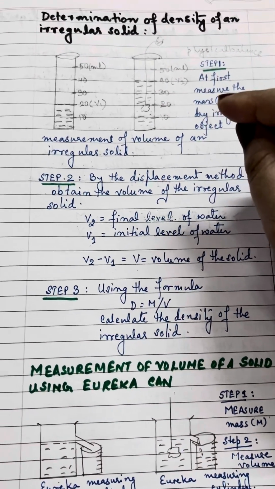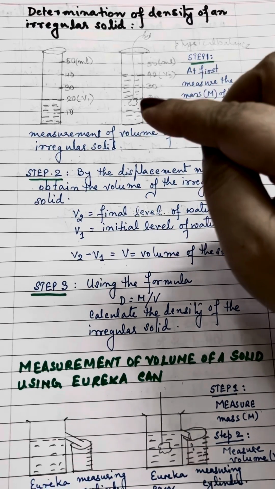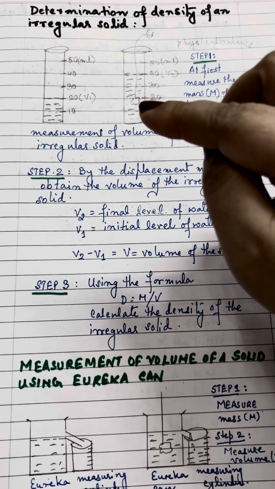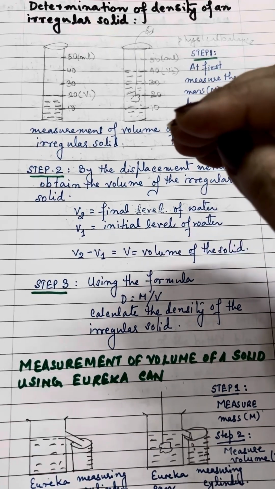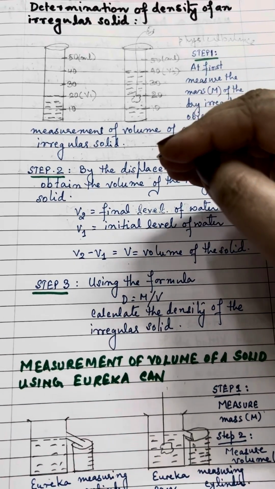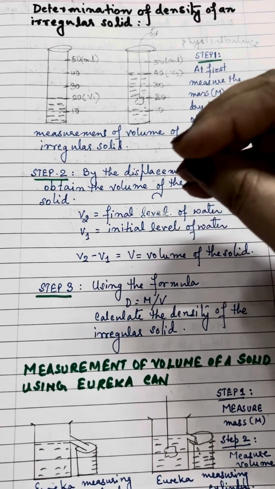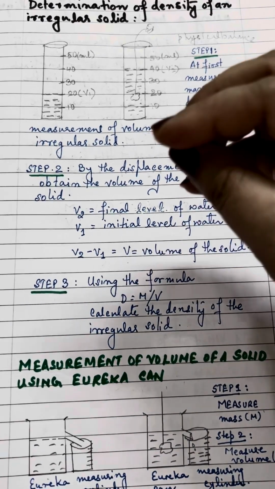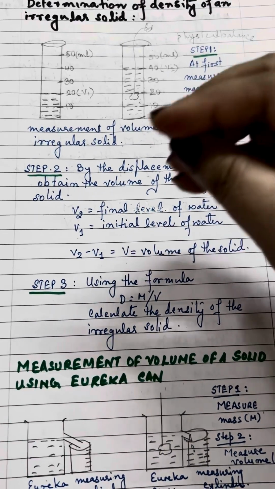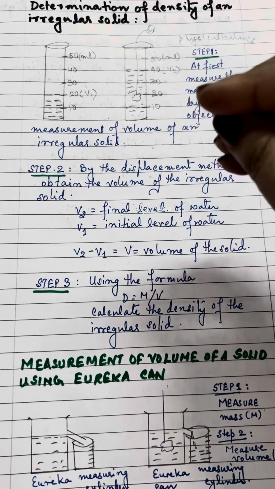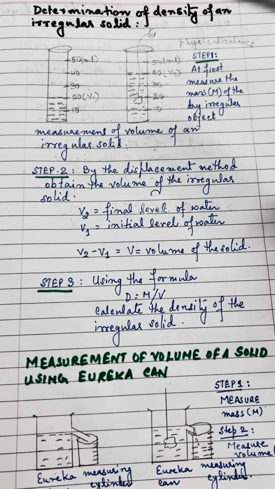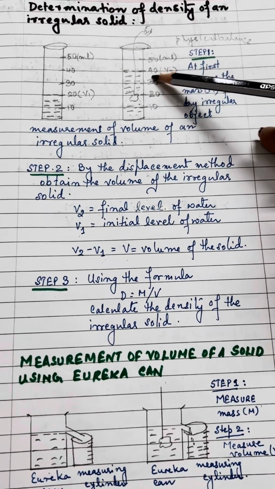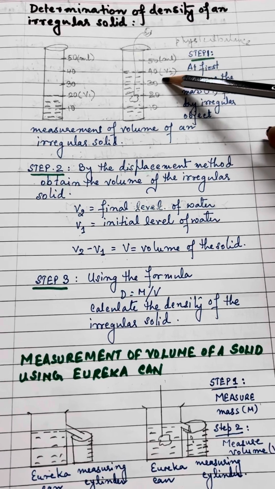However, we will note that because this irregular solid has been put into the beaker, it will occupy its own volume over there, and so it will displace the volume of liquid or water which is equal to its own volume. So, the level of the water will be raised. The raised level that has been shown over here is 40 ml.